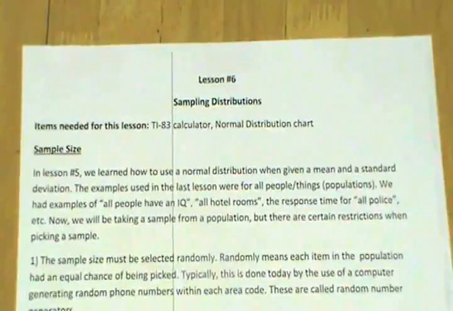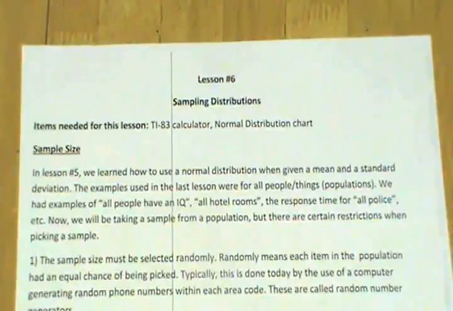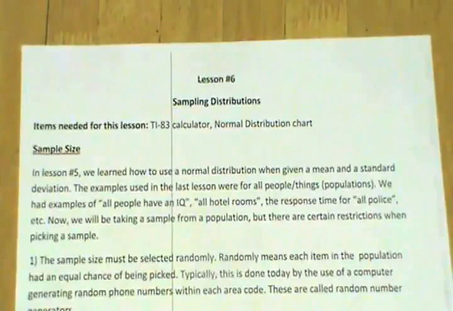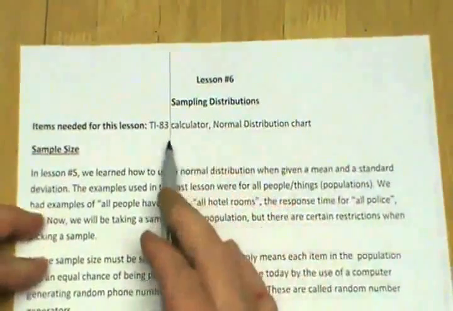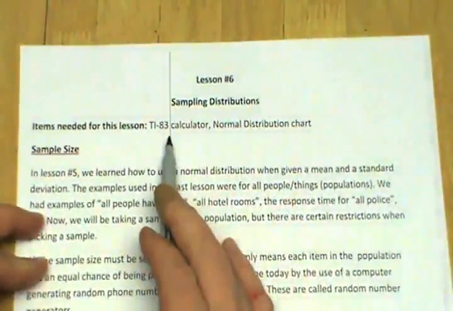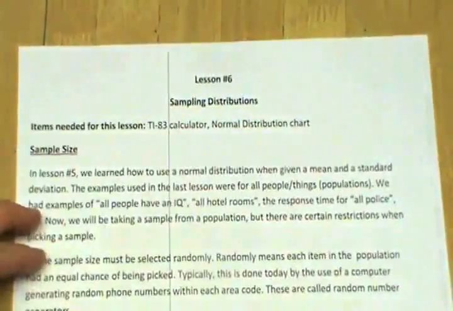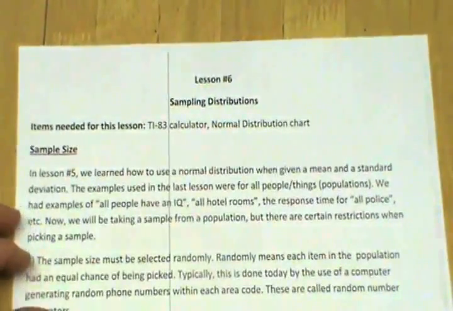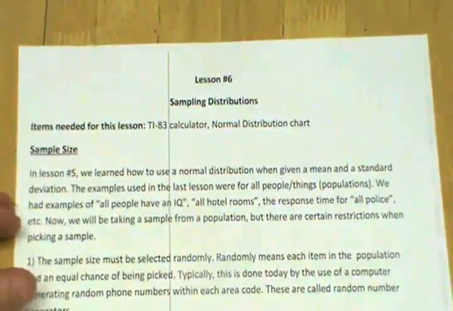Lesson 6 is a continuation of Lesson 5. In Lesson 5 we worked with z-scores and the bell-shaped curve, and we're going to continue that in Lesson 6. Now Lesson 6 is a little bit more real life, where we're actually going to be taking samples. And the things we need for Lesson 6 are your TI-83 calculator, and again the same normal distribution chart or bell-shaped curve that we did in Lesson number 5.